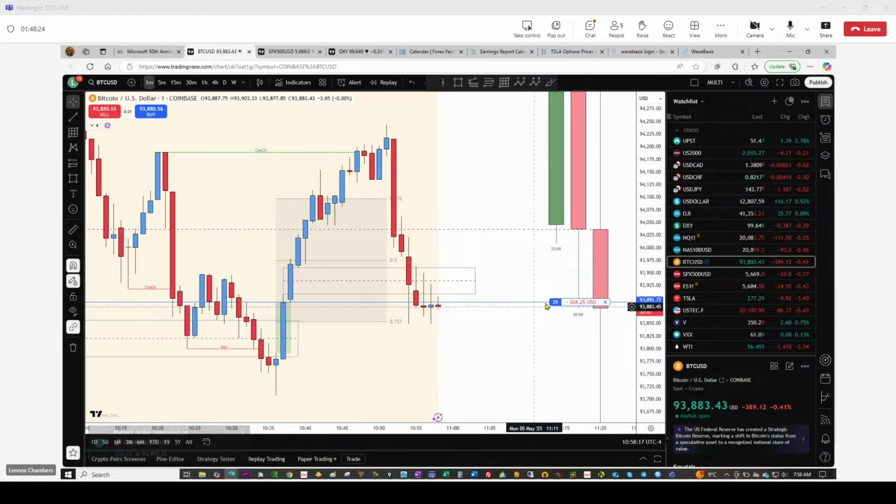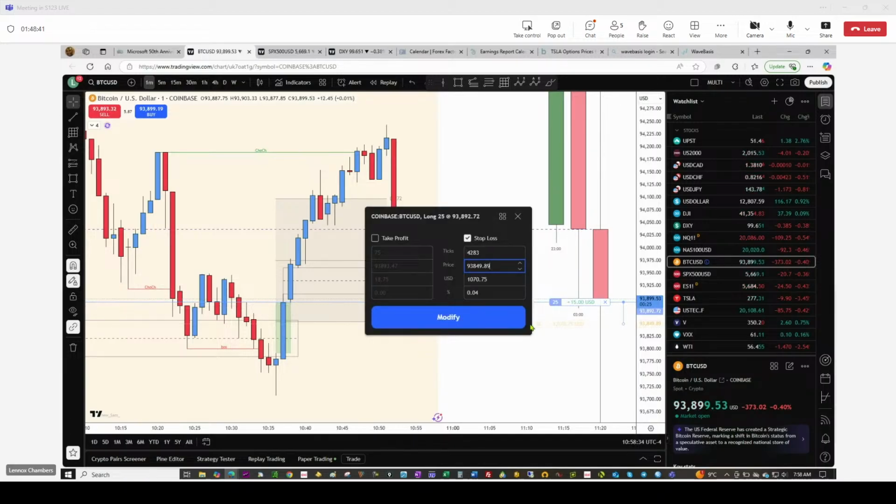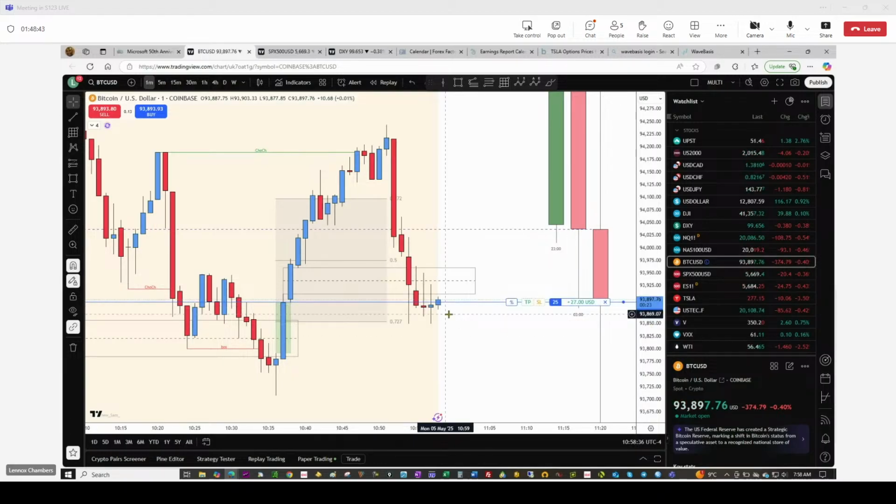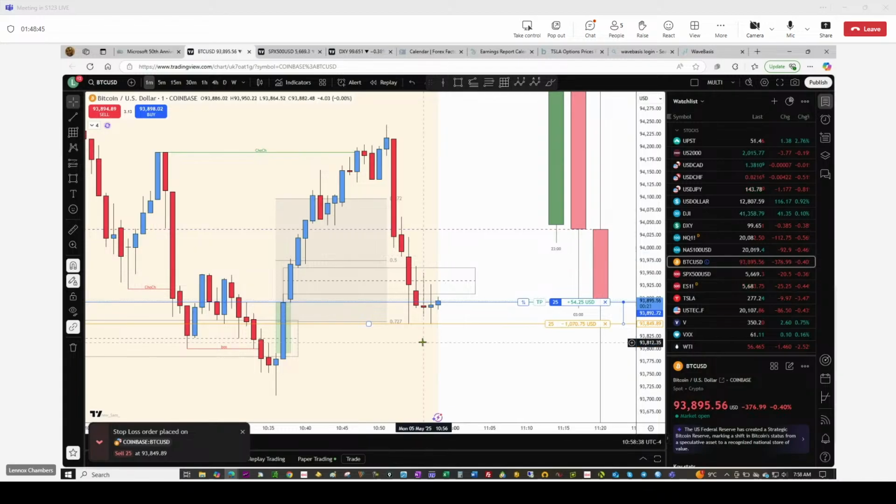Can I be wrong? Of course, right? This might not be the bottom. So I take the risk. So I don't give them much. I just give them to the low. So if I'm wrong, they're going to take me out at the low, and that's okay. It's okay to be wrong. I don't like being wrong, but it's okay to be wrong. That would be my risk on Bitcoin there to go back up.